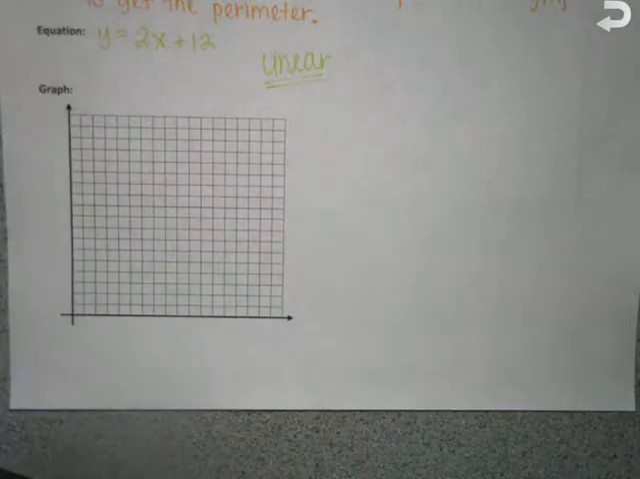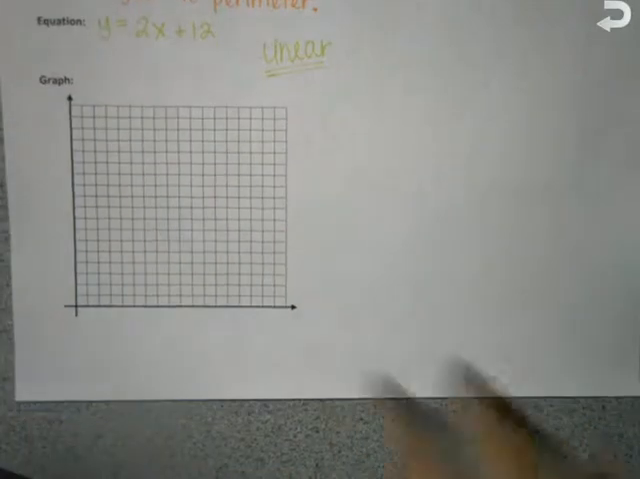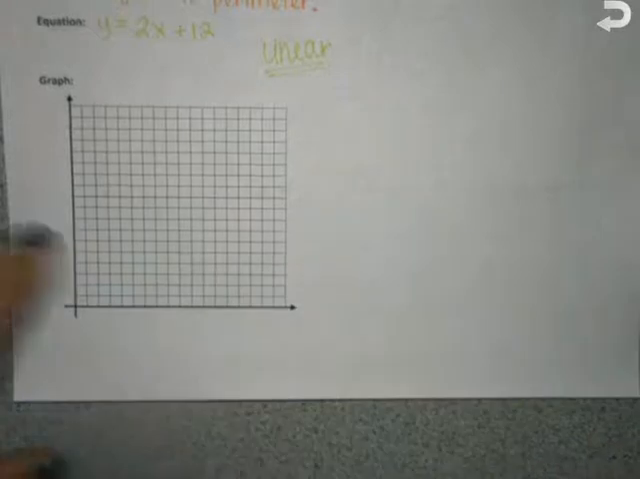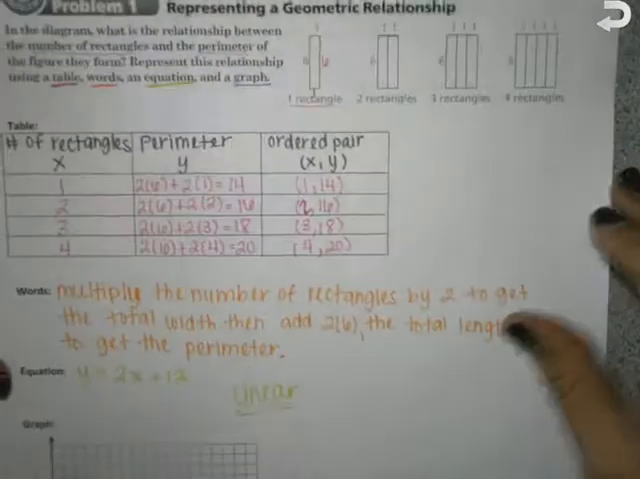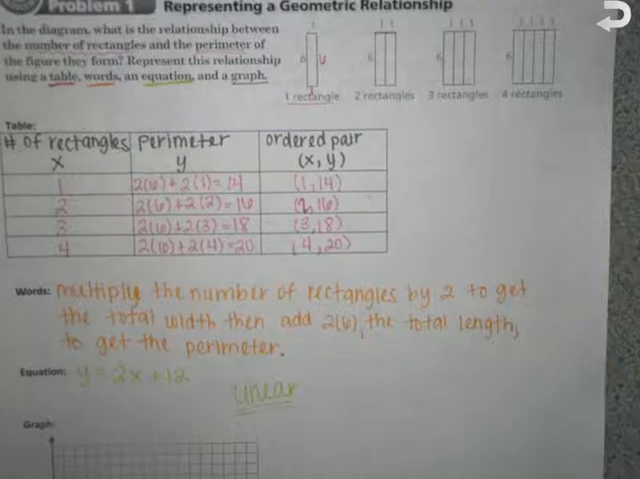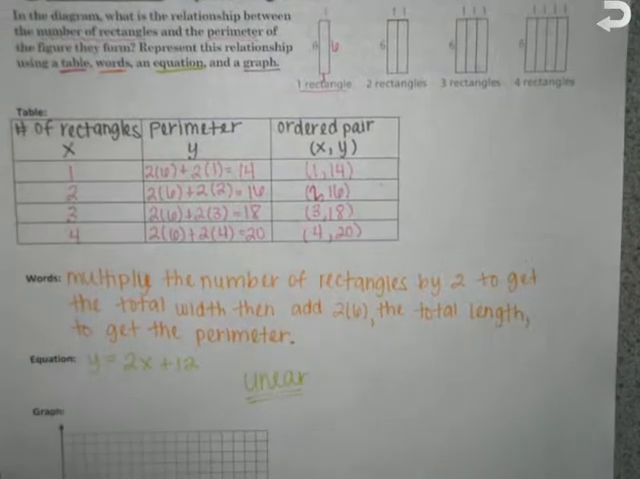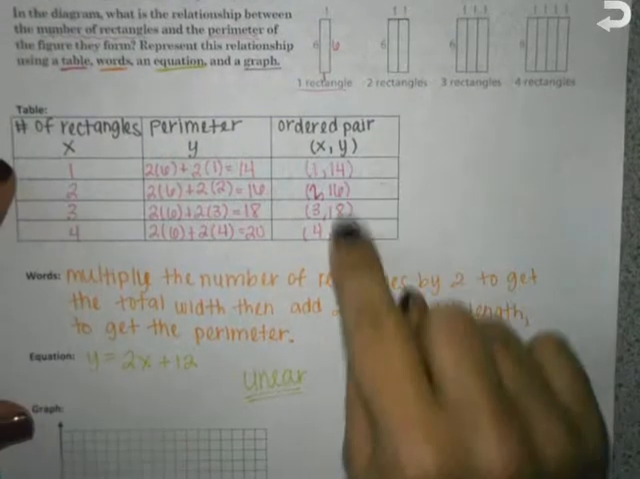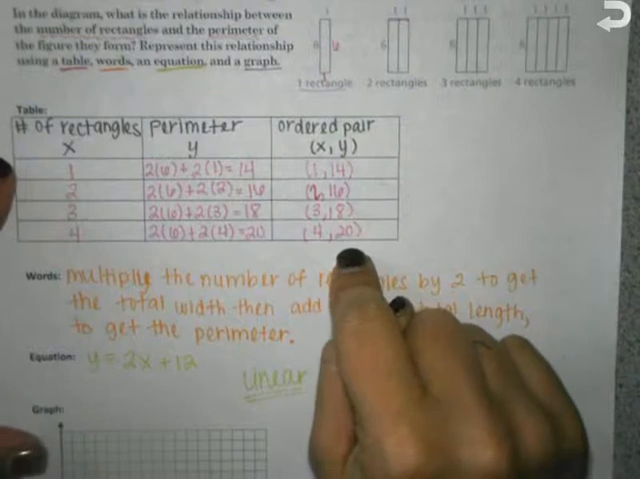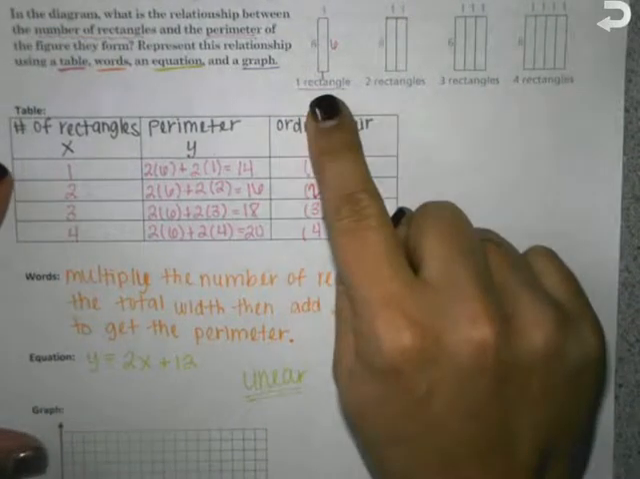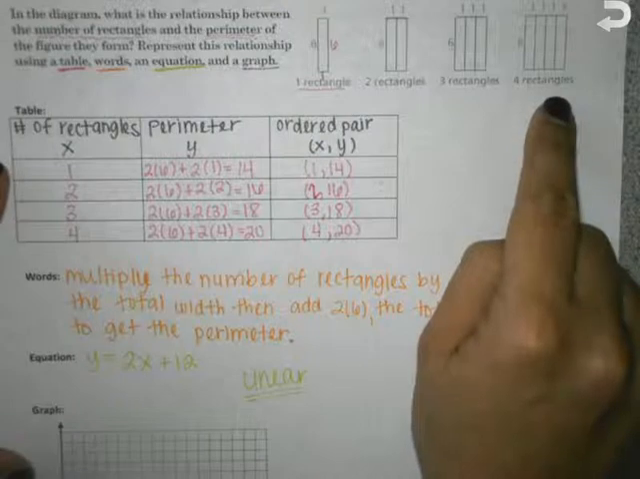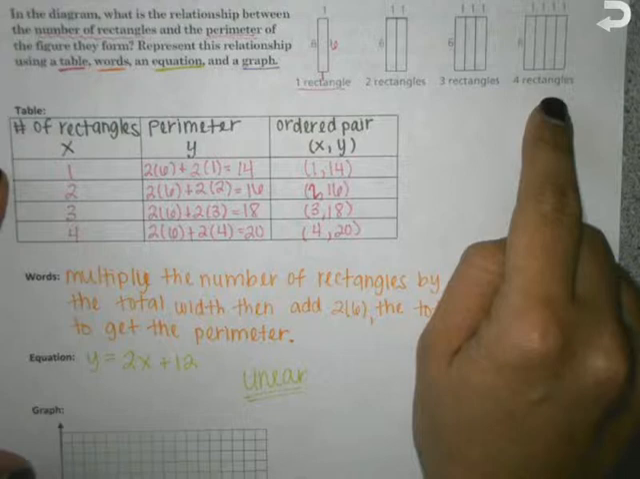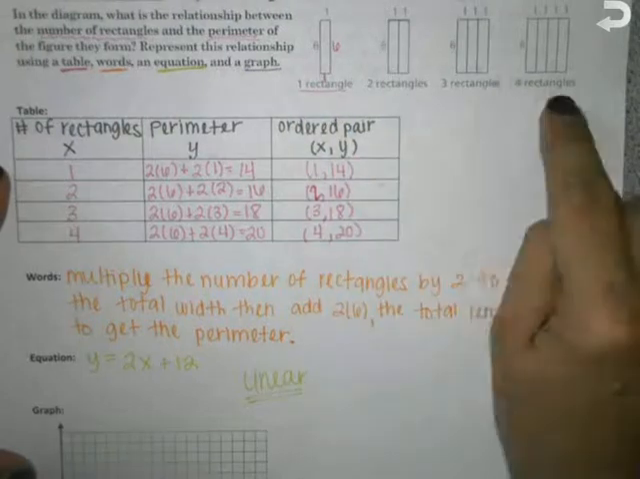So last part, let's graph it. Question, is this graph going to be continuous or discrete? Why discrete? We have ordered pairs. What else? What are we counting as our x's? Number of rectangles. Can you have 1.5 rectangles? No. Can we do 1 3/4 of a rectangle? No. We were only counting full rectangles, okay?